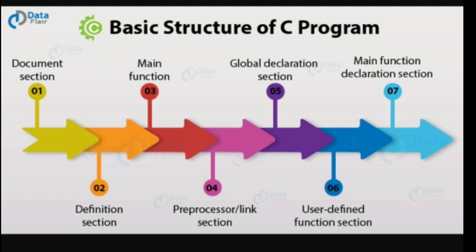Then the main function section, which contains the main function. For example, void main, our program starts. Open bracket, float r = 10. Then printf with double quotes, Area: %.2f, closed double quote, comma, area(r). Then return 0. This is the main function.